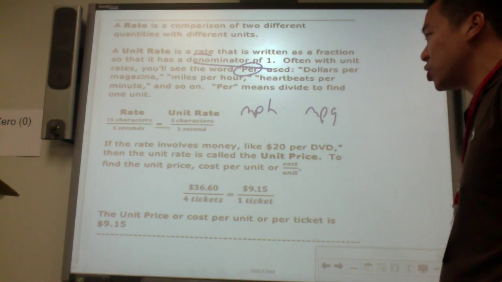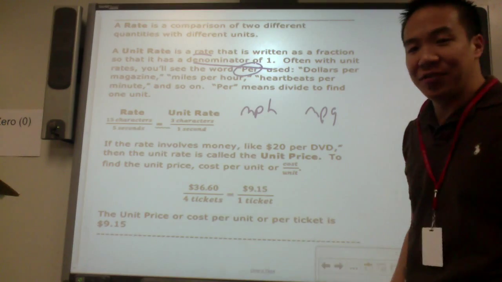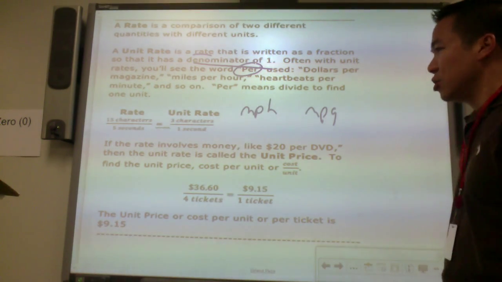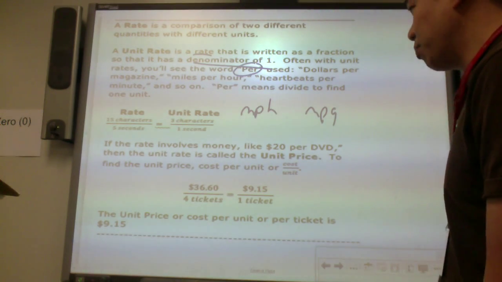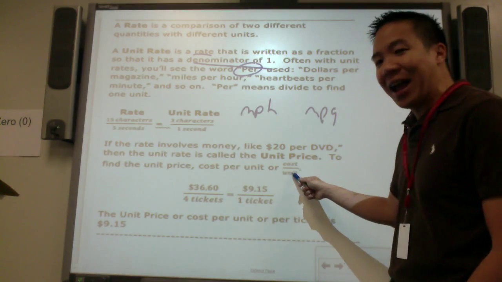So if the rate involves money, like $20 for every DVD, for every one DVD, then the unit rate is called unit price. So to find a unit price, you have cost, and then you divide it for every one unit.